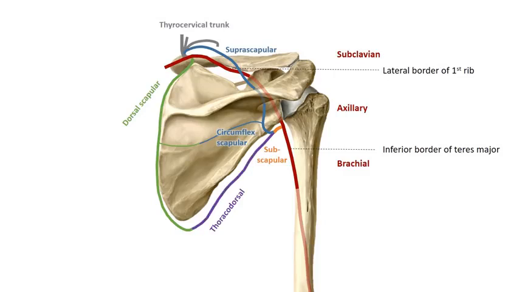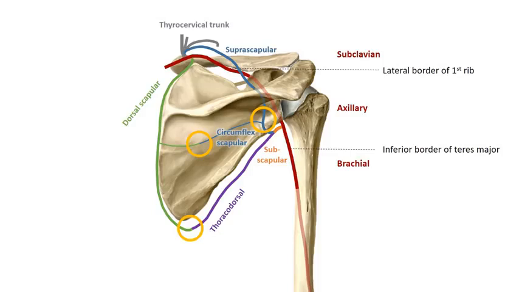You may now be able to appreciate three areas where these vessels have an overlapping region of supply, also known as an anastomosis. These are here between the suprascapular and circumflex scapular arteries, here between the circumflex scapular and dorsal scapular arteries, and here between the dorsal scapular and thoracodorsal arteries.